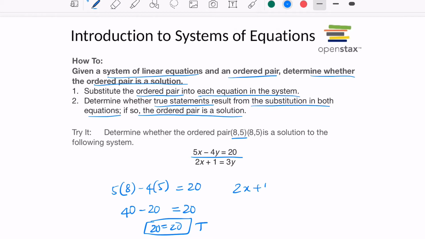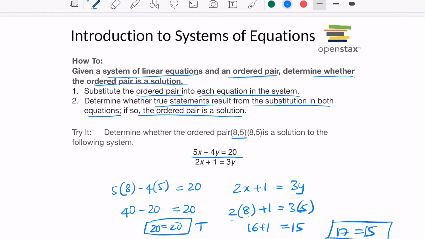Next you have 2x plus 1 equals 3y. 2x is 2 times 8, 16, plus 1 equals 3 times 5, which is 15. So 17 is equal to 15, which is false. Notice that it is true for the first one, it is not true for the second one, which means that this here is not a solution. So the point that you substitute should satisfy both the equations. Only if both the equations are satisfied, we can say that the given ordered pair is a solution.